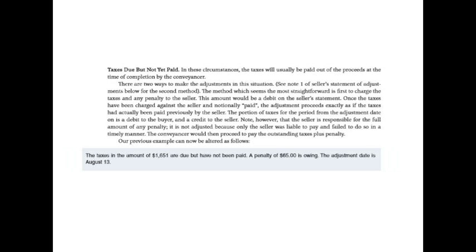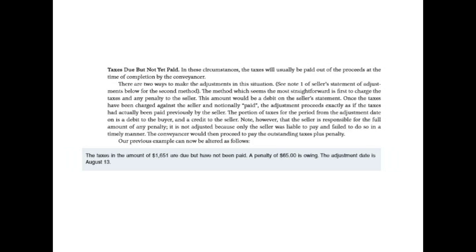The method which seems the most straightforward is first to charge the taxes and any penalty to the seller. This amount would be a debit on the seller's statement. Once the taxes have been paid against the seller and notionally paid, the adjustment proceeds exactly as if the taxes had actually been paid by the seller. The portion of taxes for the period from the adjustment date on is a debit to the buyer and credit to the seller.